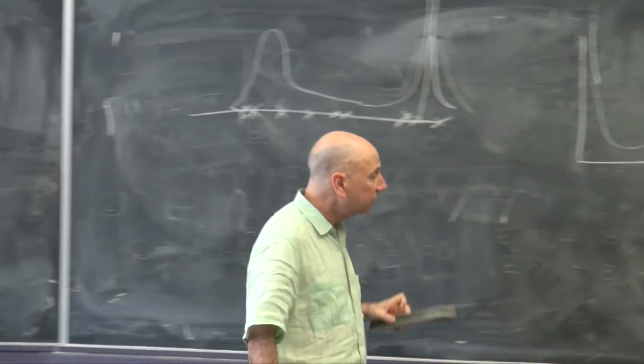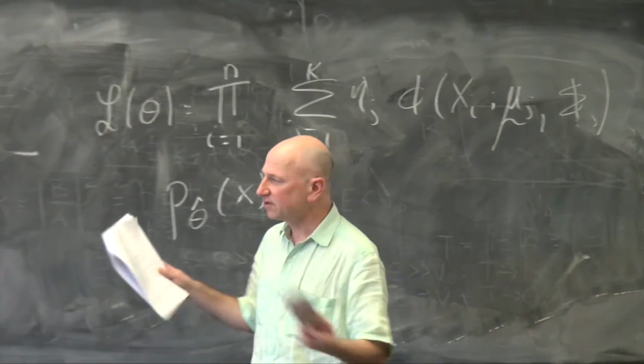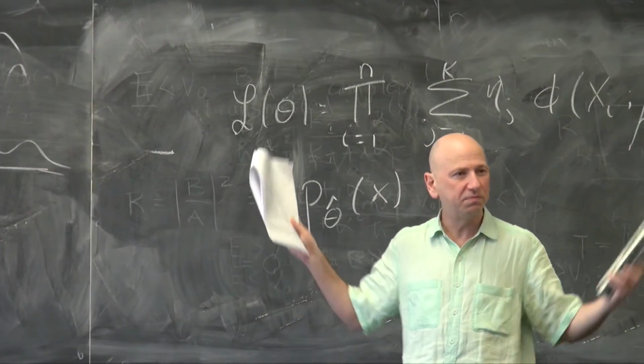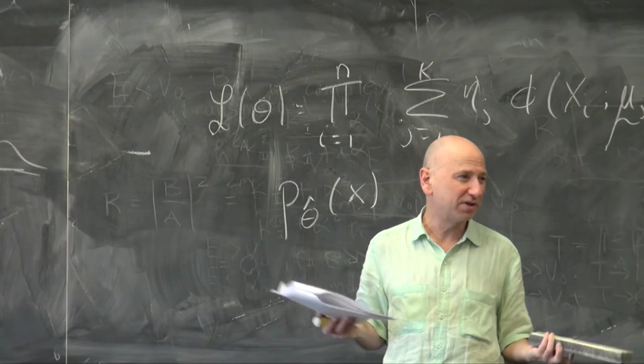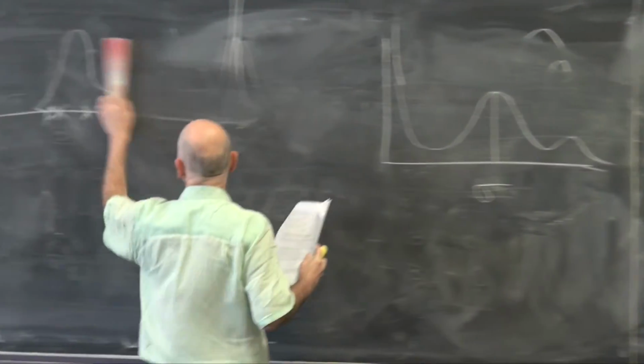Okay. So the second problem has to do with the modes. People tend to think if I have a mixture of two Gaussians, they're going to have kind of two peaks, which would sort of correspond to two clusters. Unfortunately, it's not quite that simple.